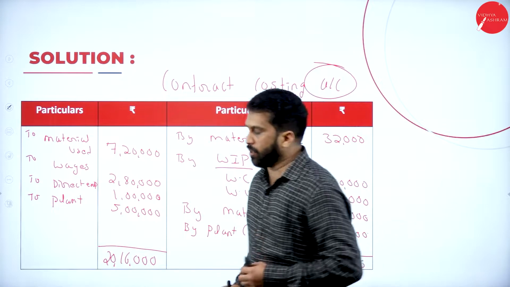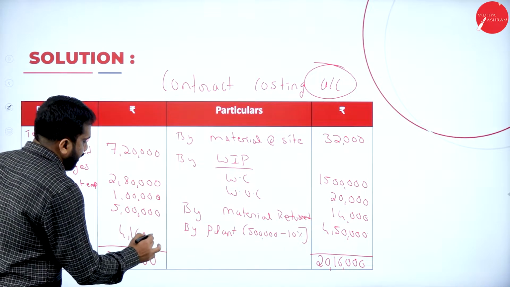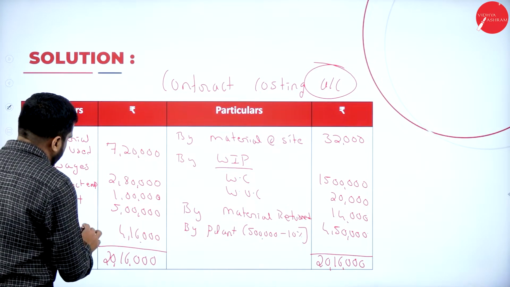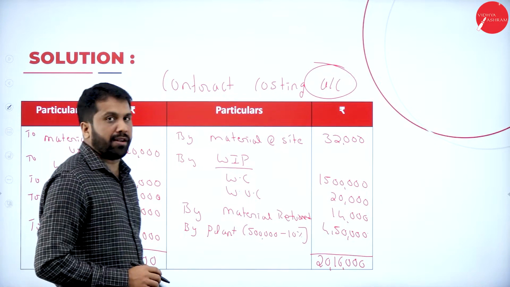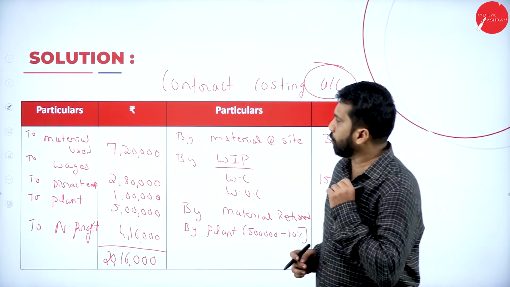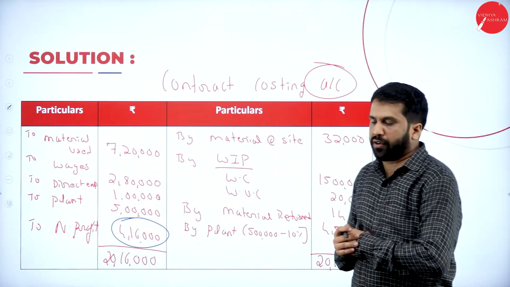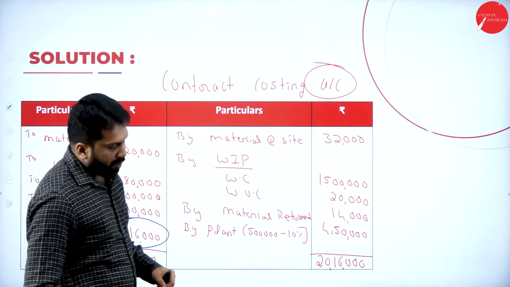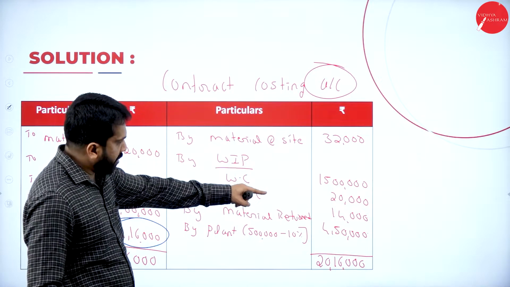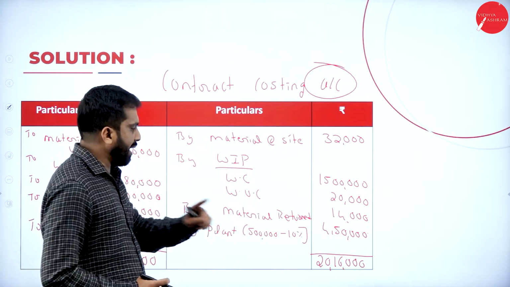Now from 20,16,000 you minus these things. How to do? I'll go for that. 16 lakh if you minus, you will get 4,16,000. This will be notional profit. It is not net profit. We call it as notional profit. 4,16,000 will be your notional profit. So we will cross check once. We have 32,000, 15 lakh, 20,000, 14,000, 4,50,000. If you add everything, it will be 20,16,000.